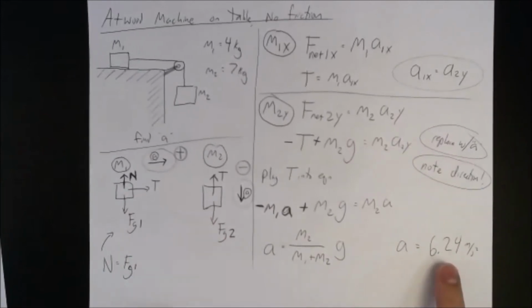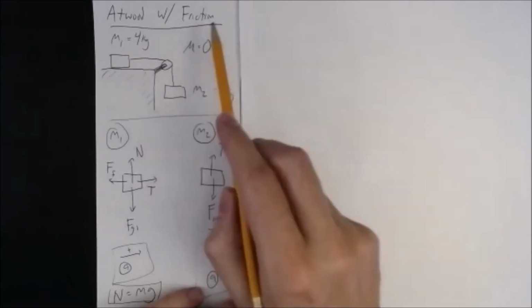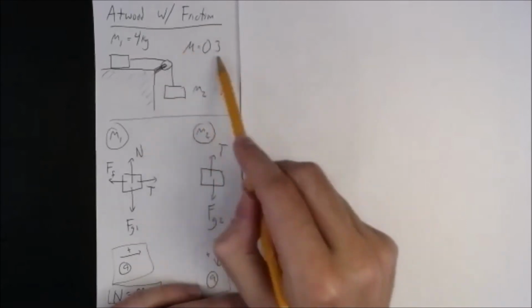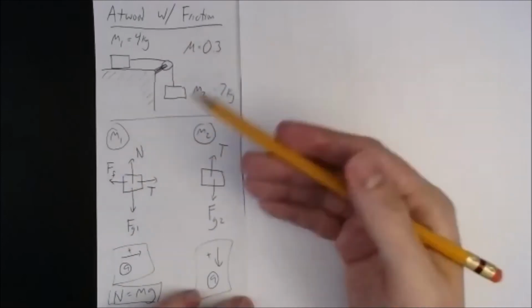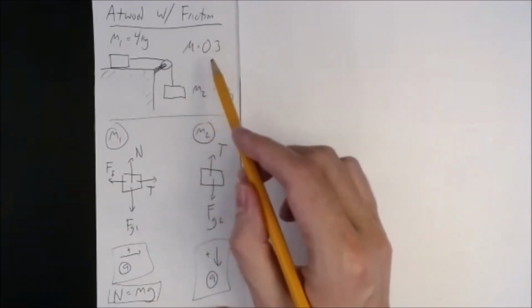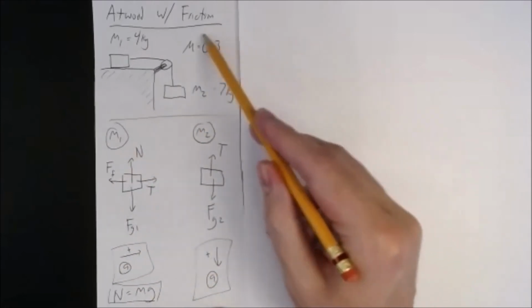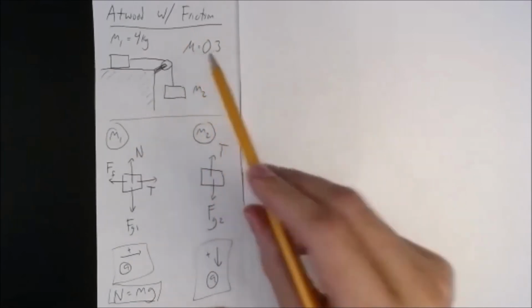And we get 6.24 meters per second squared for the acceleration if you've got no friction. Now we're going to have the same Atwood machine, but with friction. The only thing that I've changed is I've given it a mu of 0.3. So it's a good thing we did the previous version first, so we can see how things work out without friction. Most of the problem is going to be the exact same, except we're just adding in one more force from that mu.